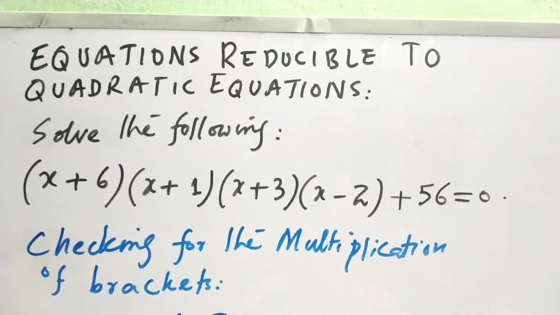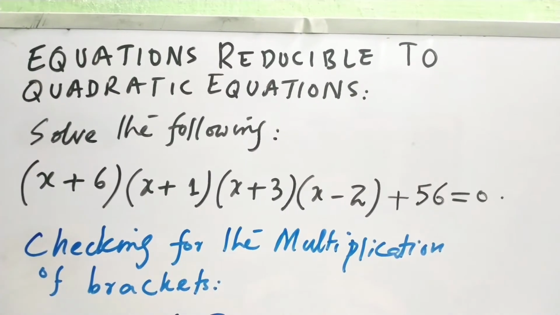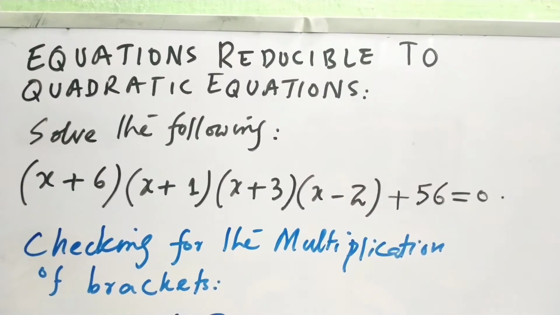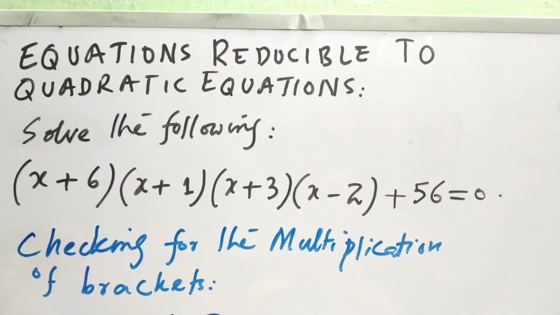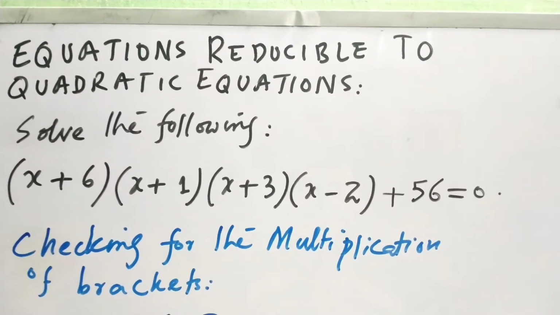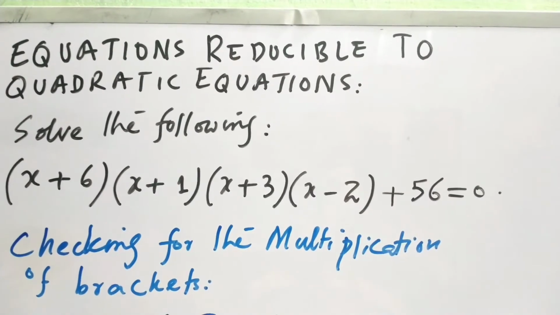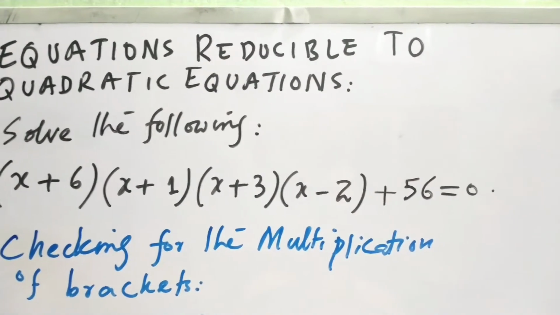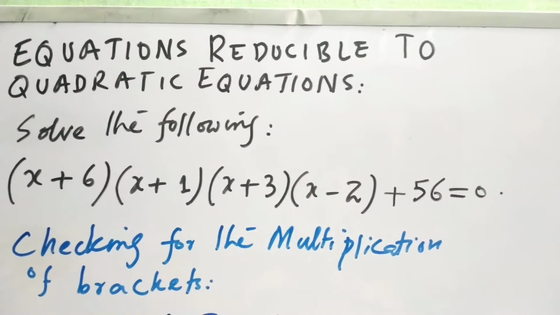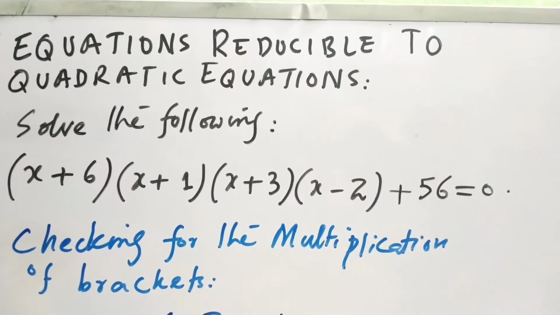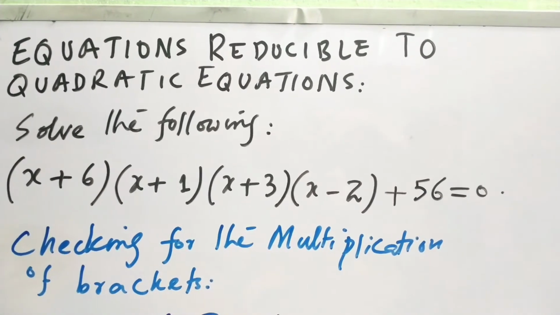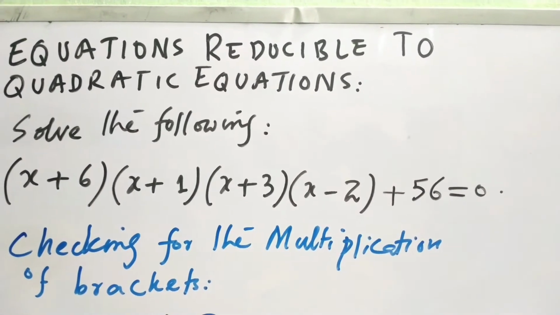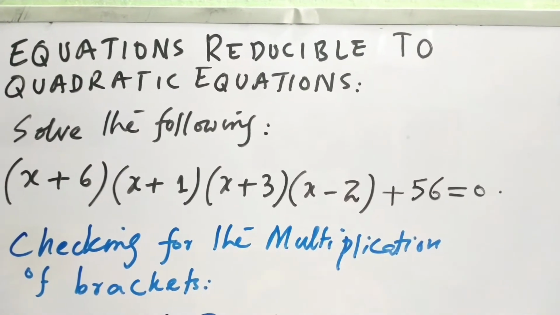The students will wonder how we can multiply these four brackets, and which bracket can be multiplied first with which bracket. To check the multiplication of the brackets, we have to consider the constant term present in each bracket. The first bracket's constant term is 6, the second is 1, the third is 3, and the fourth is minus 2. So we will check it.